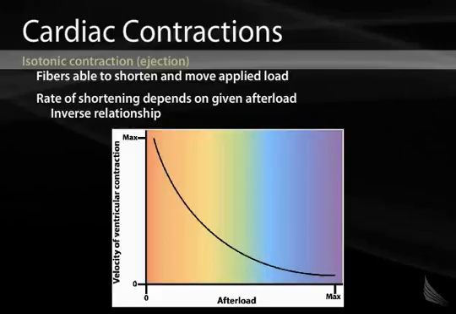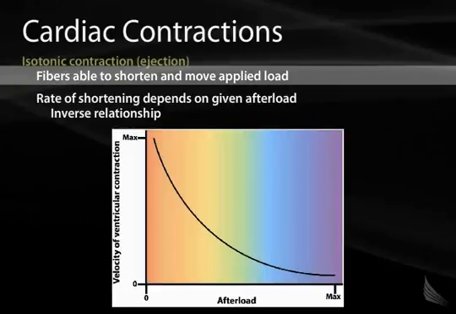Isotonic contraction occurs as fibers shorten. What this graph shows is that as afterload increases to the right, the velocity of ventricular contraction goes down. We've already discussed that as the systemic blood pressure or afterload increases, the heart is not able to contract very strongly against that increased blood pressure. This is why we recommend that our patients have low blood pressure.